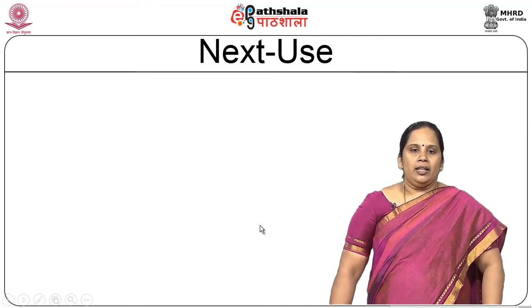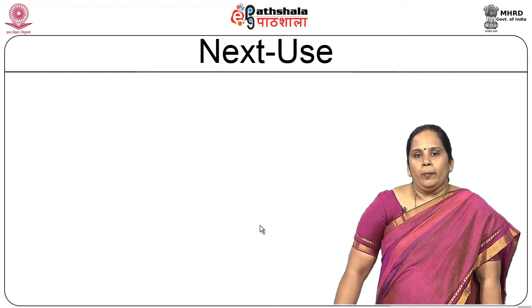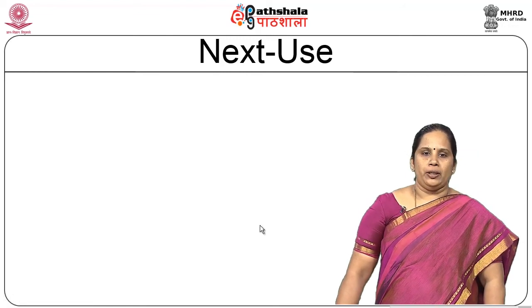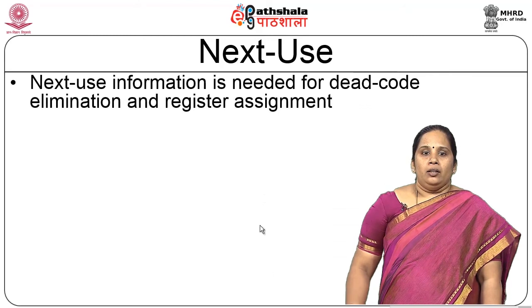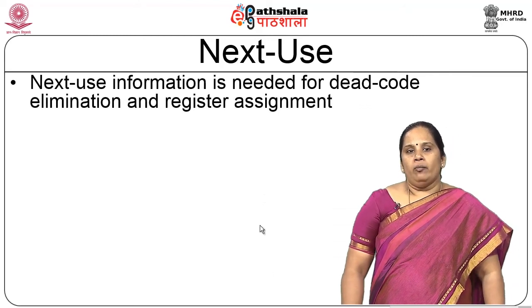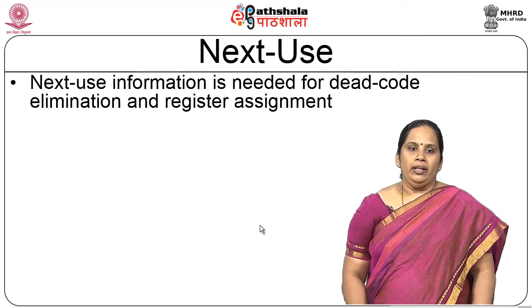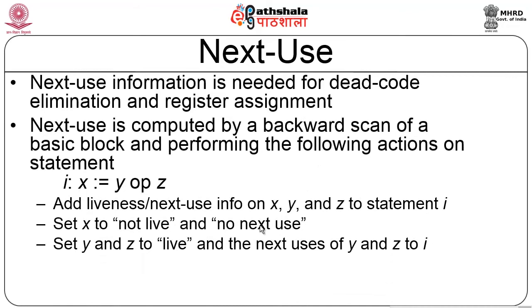Then after that, we come to an important topic called next use information. This is needed for dead code elimination and for register assignment. It is computed by a backward scan of a basic block, performing the following actions on every statement. So, you start from the last basic block's last statement and move all the way upwards to your first statement of the first basic block.